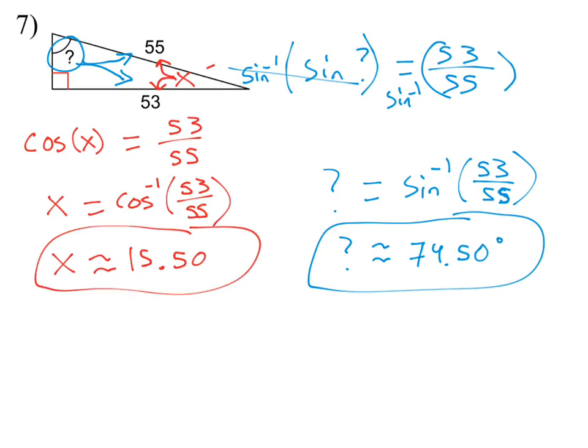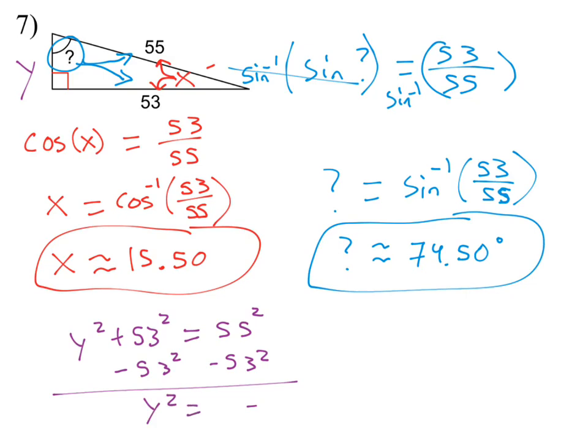So we got two angles, we got two sides. We just need to find the last thing, which is going to be this side over here. Let's call that y. And let's use Pythagorean theorem to get that. y squared plus 53 squared is going to equal 55 squared. Remember, a squared plus b squared equals c squared. Let's subtract off the 53 squared. And now we'll have y squared equals. Go ahead and plug in that right side and see what that comes out to be.